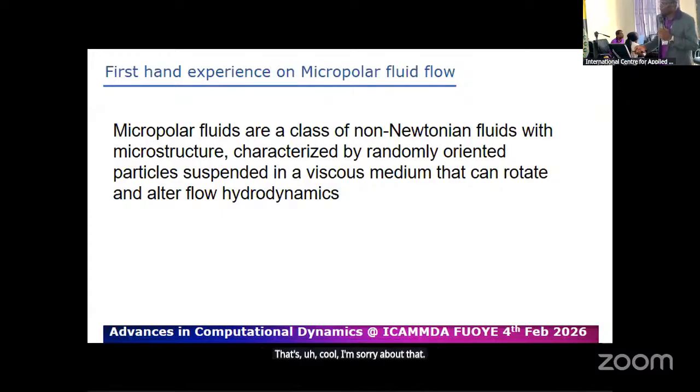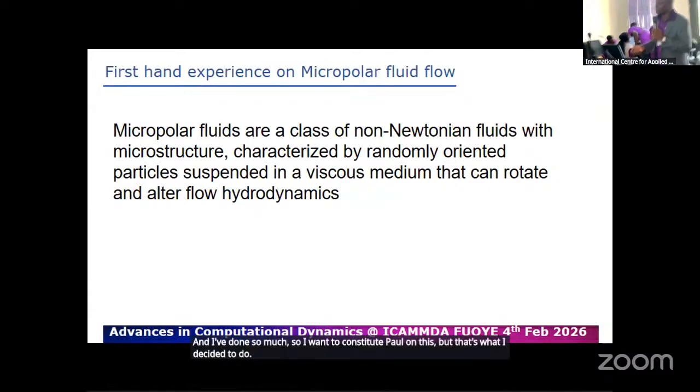So these types of fluid are not very common, but they are available in the industry and they are very useful for us. So we need to learn more about them. And I've done some little work. So I want to concentrate more on this. And that's why I decided to give some first-hand experience of micropolar fluid.